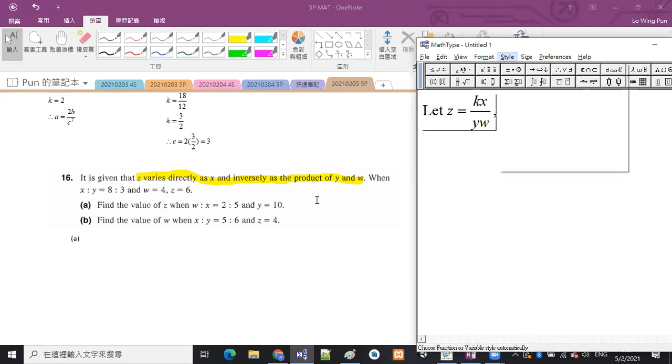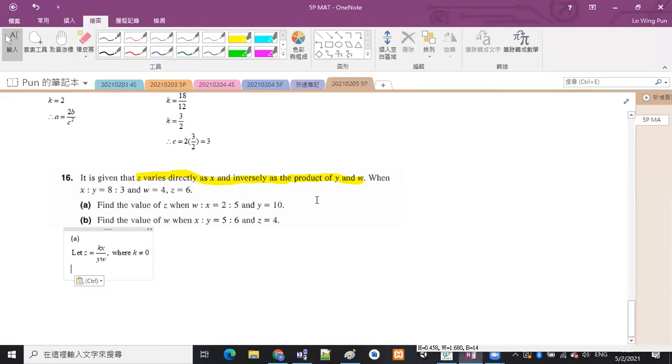And then where K is not equal to 0. Okay? This is the first line. When X to Y is equal to 8 to 3.